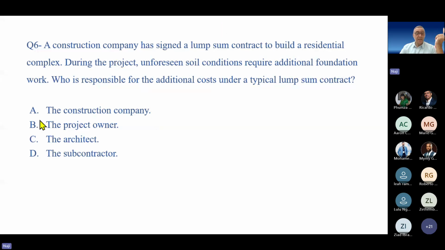Yeah, definitely it is the construction company because they have signed a lump sum contract. It is signed lump sum. So risk is high for the construction company. Lump sum, the highest risk is for the major contractor.